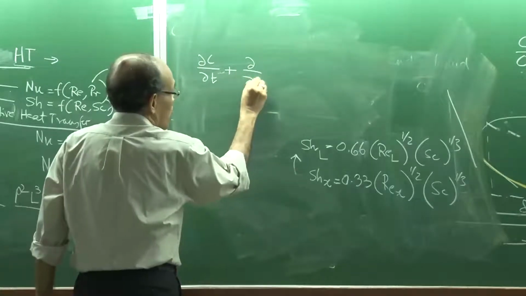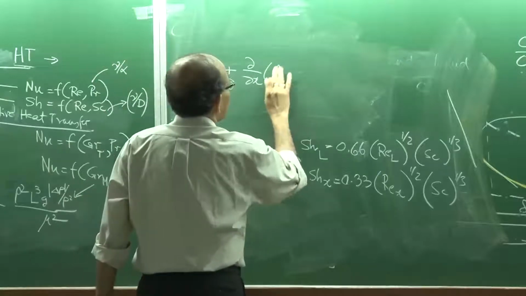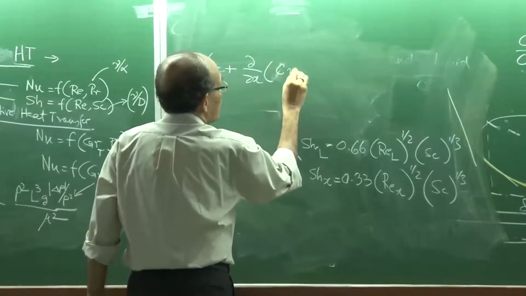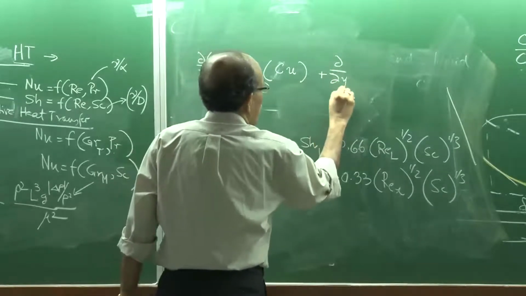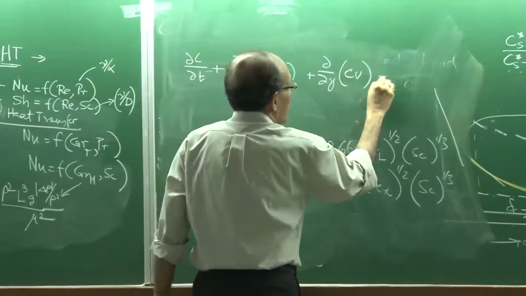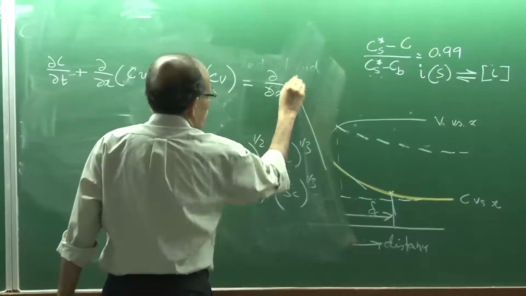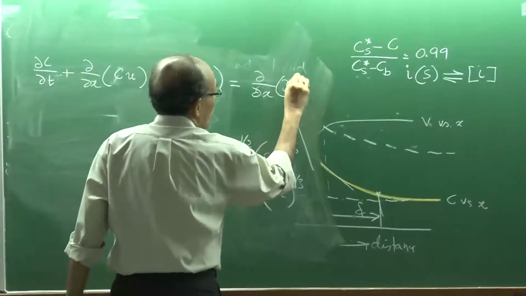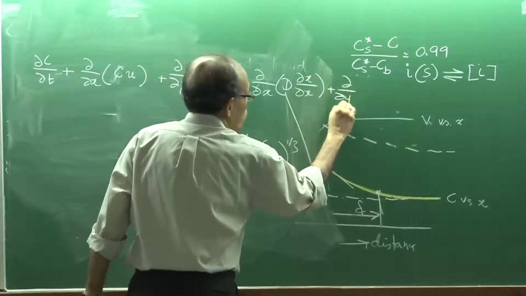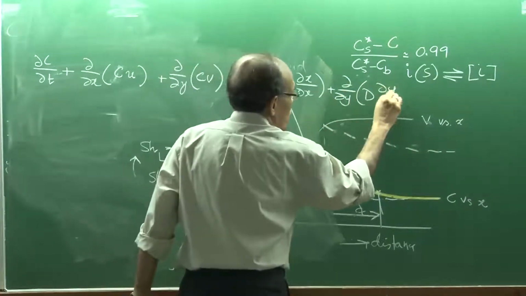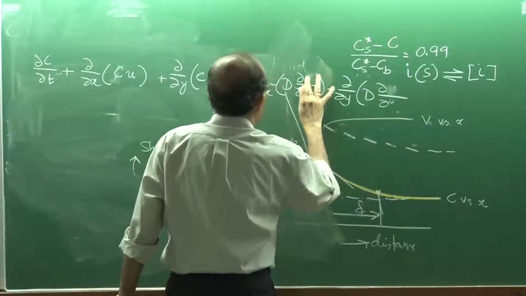For example, if I write it in Cartesian coordinates, then this is c into u, where u represents the x directional velocity. Then we have c into v, and then, if we assume that there is no reaction and no mass generation in the system, dc.